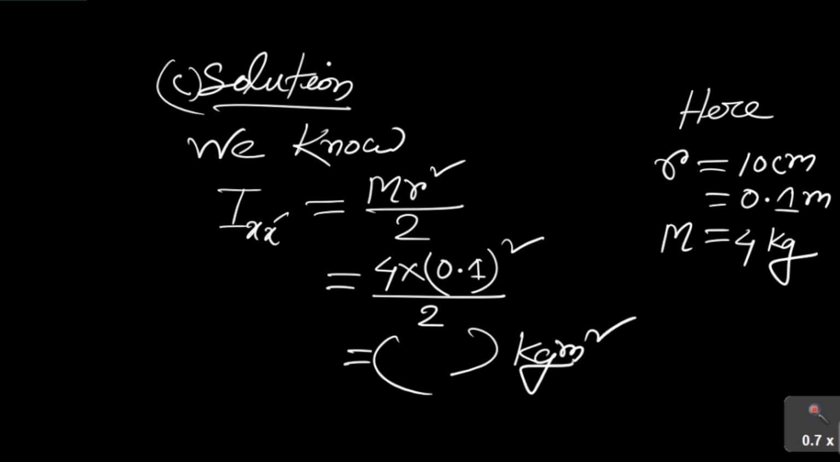Okay, let me find out this value. 4 into 0.1 whole square divided by 2, which is 0.02.